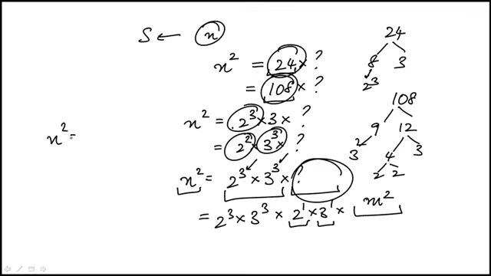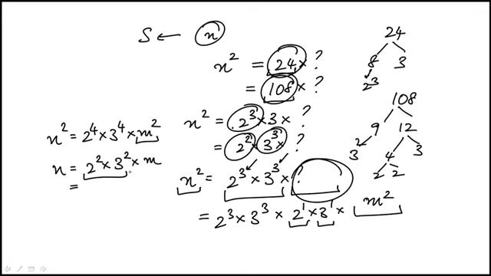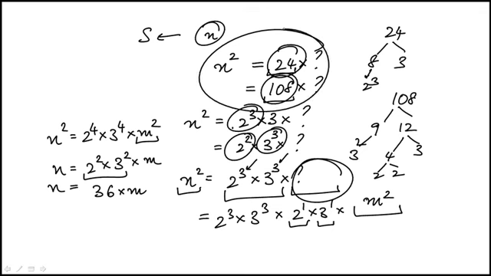Which means that n squared has the form 2 to the 4 times 3 to the 4 times some other integer m squared. This could be 1 or it could be anything. Which means n has the form 2 squared times 3 squared times m. And that number is 4 times 9, which is 36. Which means, based on what's given here, n must be a multiple of 36.